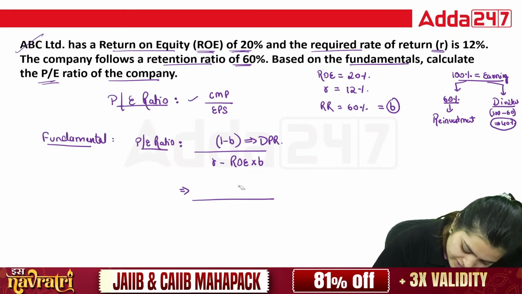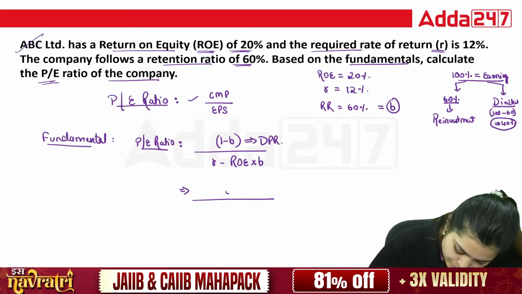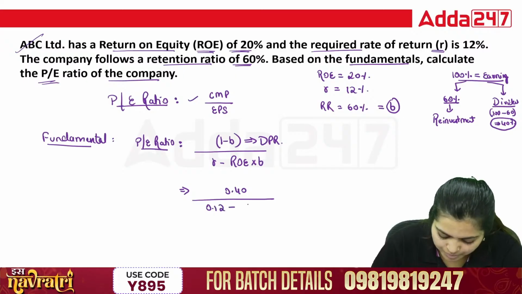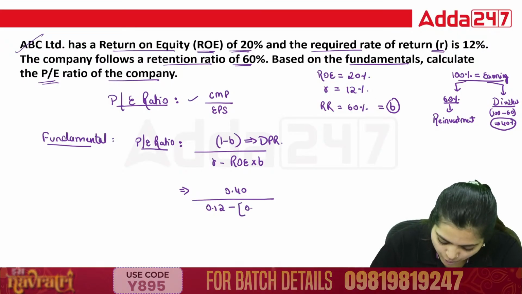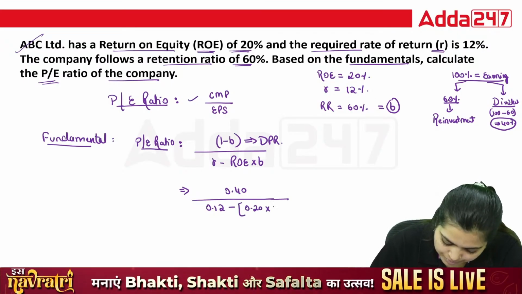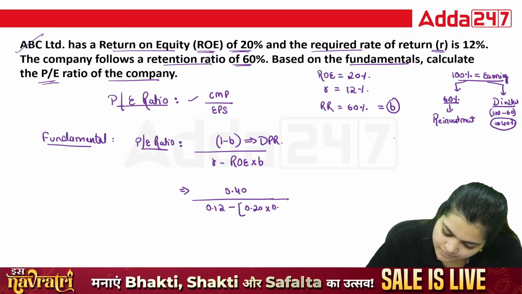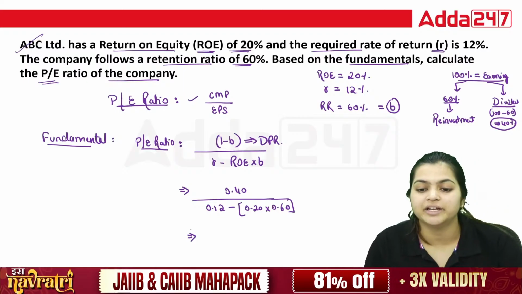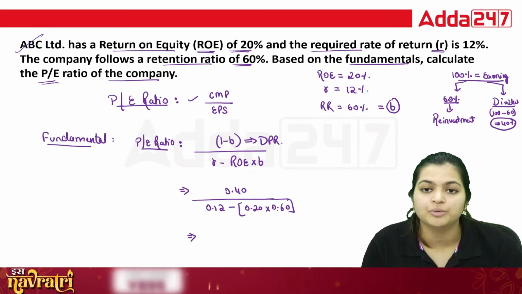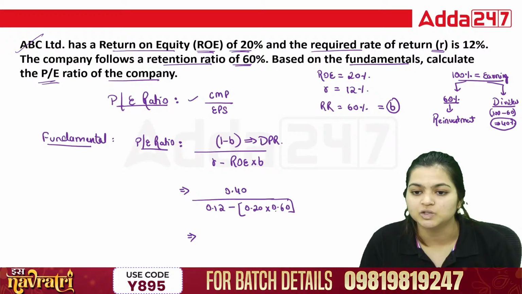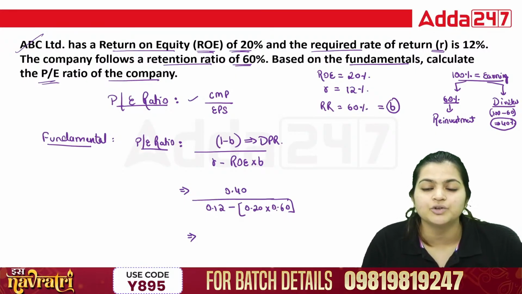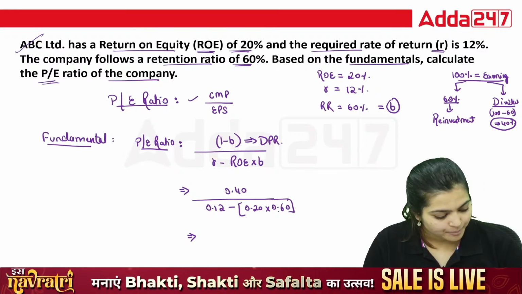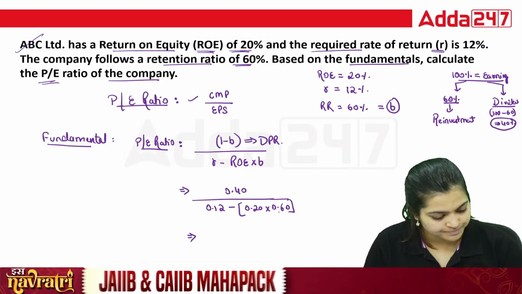Yes, so I am erasing here. That is going to be your 0.40. R is going to be 0.12 minus ROE, which is 0.20, into B, which is 0.60. Make sure you are calculating very carefully. Okay, please don't take 0.6 in the denominator. 0.6 is your reinvestment amount. That is your 60%. 0.6 into 0.2.